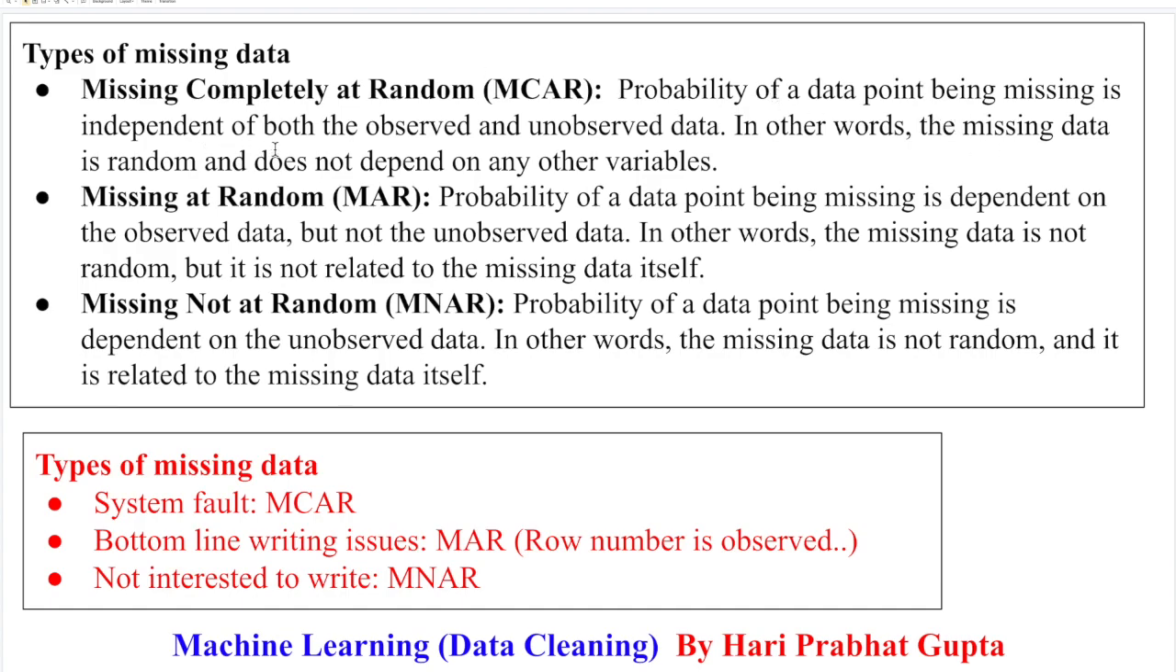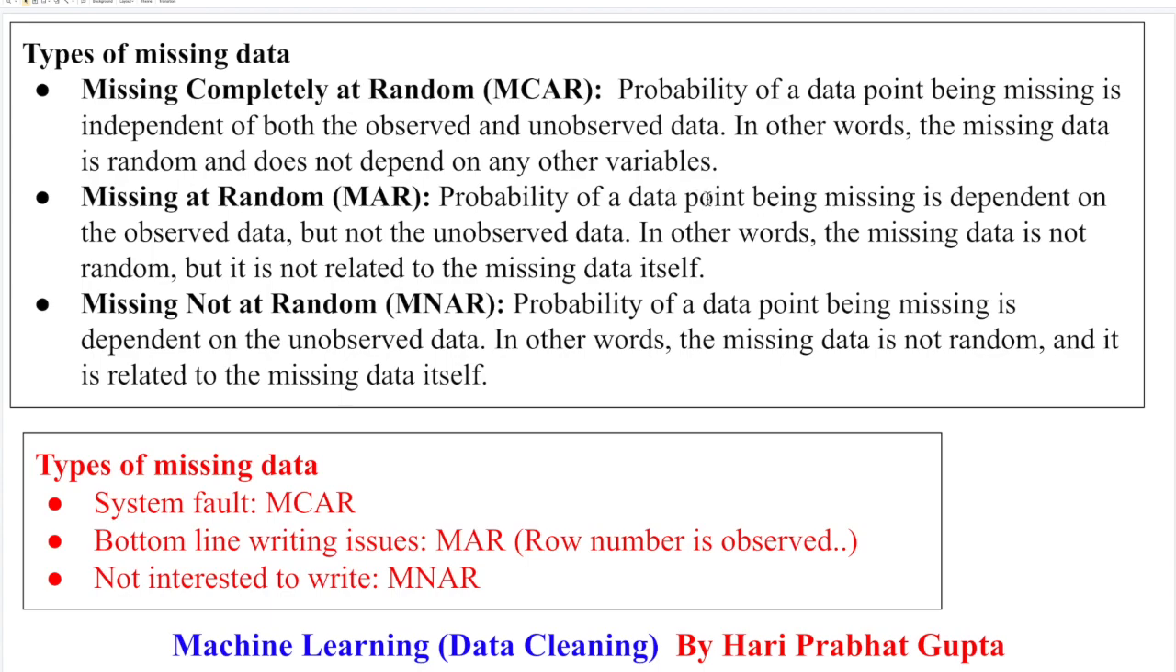So missing data is random and does not depend on any other variables. There is no column relation, there is no row relation in the data set. And it is very easy to handle this type of missing completely at random as compared to the other two types of missing. Now the second one is missing at random.